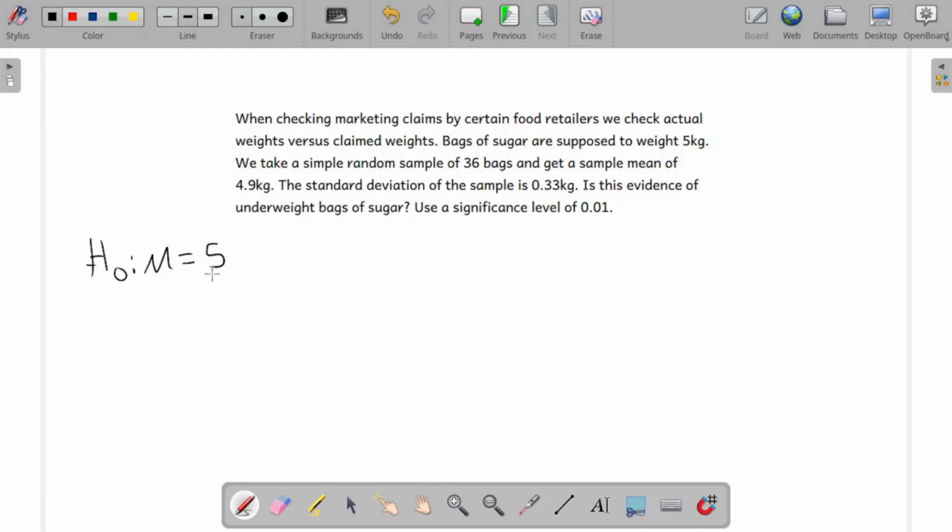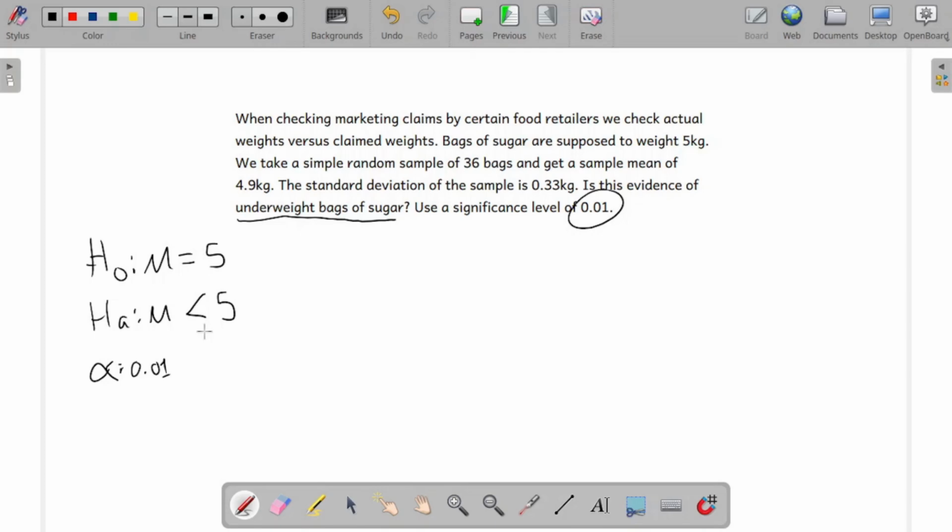Now we're asking, is this evidence of underweight bags of sugar? So that suggests that the alternative is that the mean weight is actually less than 5. Significance level is 1%, so that's what we'll set alpha to. This is a one-tail test because of the less than symbol, so we'll just take the raw p-value from the t-table when we get there.